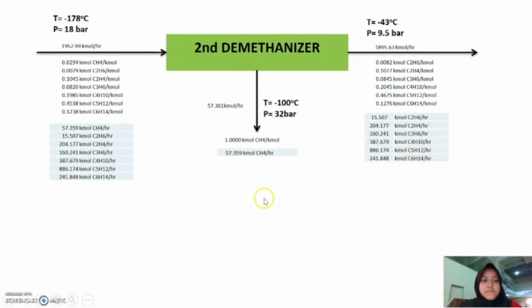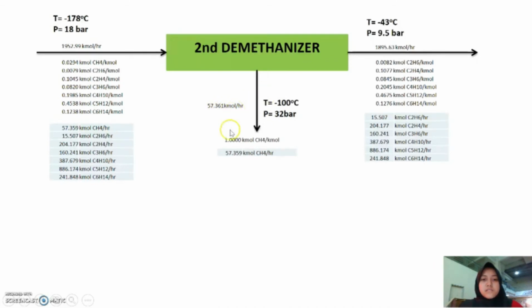For the second demetanizer, here we want to remove all the CH4 from this process. The inlet stream is at negative 178 degrees Celsius and the pressure operates at 18 bar. The molar flow rate is 1952.99 kmol per hour. This is the composition and this is the molar flow rate. For the gas stream, we have a temperature of negative 100 degrees Celsius and pressure of 32 bar.